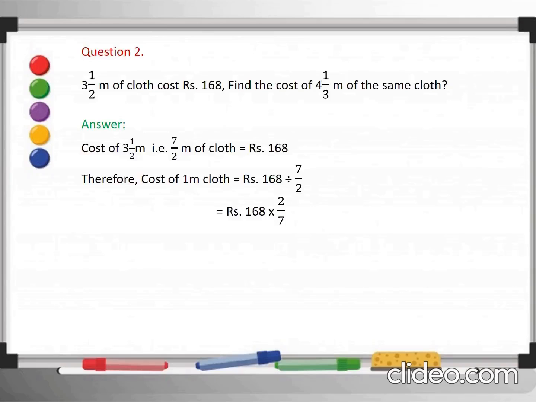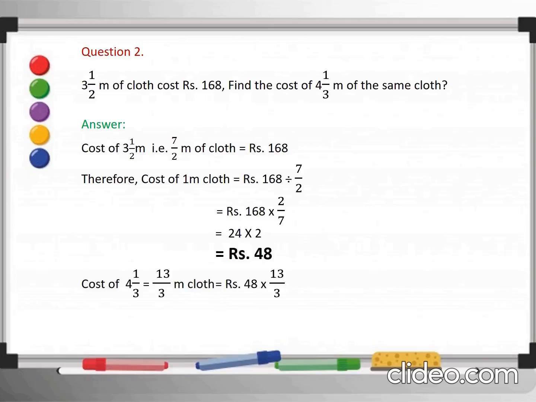So we have 168 into 2 upon 7. Now we can cancel 168 and 7 by 7 table. So 7 ones are 7, 7 24s are 168. So what we have? 24 into 2. When we multiply these two numbers, we get rupees 48. Therefore, cost of 1 meter cloth is how much? 48 rupees. Now we have to find out the cost of 4 1 upon 3.